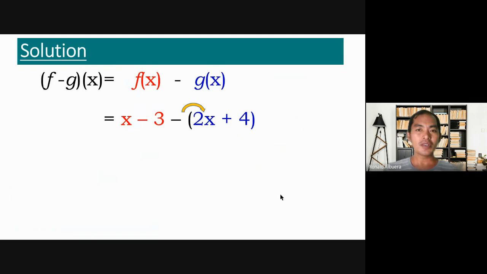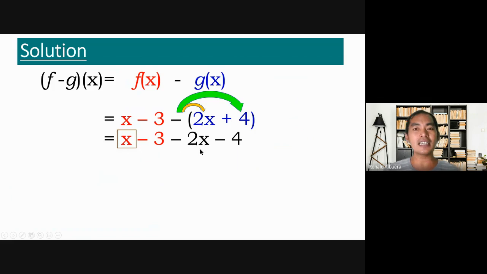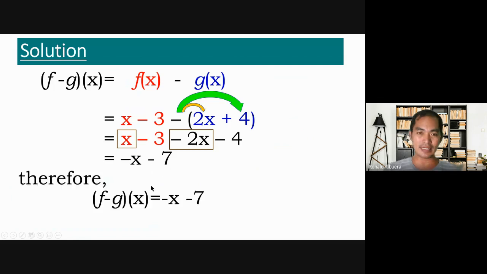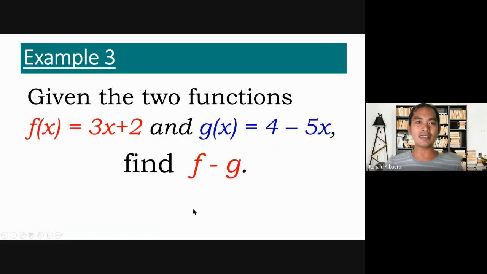So distribute the negative sign inside the parentheses. We have negative 2x and then negative 4. And then simplify. So x and then negative 2x are similar. But then unlike sign, you subtract: 2 minus 1 is negative 1x. Then negative 3 and negative 4 are similar, but the same sign you add. 3 plus 4 is 7, and that is negative. That's the difference of the two functions f and g, which is negative x minus 7.